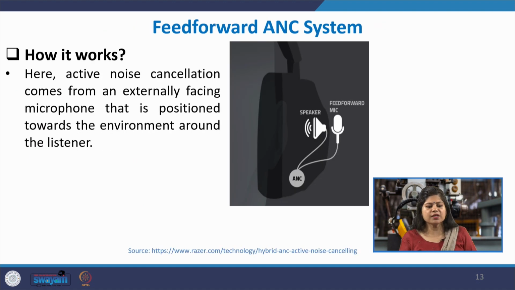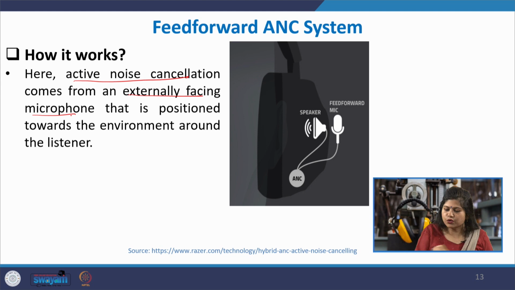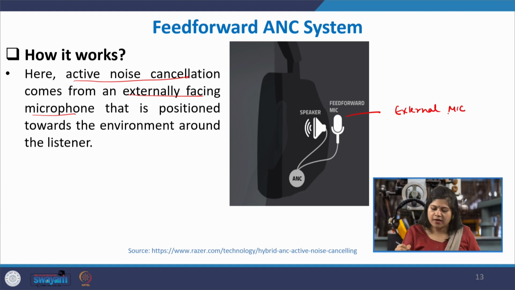So, the very first one is the feed forward. What happens here? Active noise cancellation comes from an externally facing microphone. I told you about an external microphone and an internal microphone, but here you only have this feed forward mic, or the external microphone. This is the microphone which is facing the ambient environment around the listener. It is not located inside the ear. It is just before the sound is about to reach the listener.